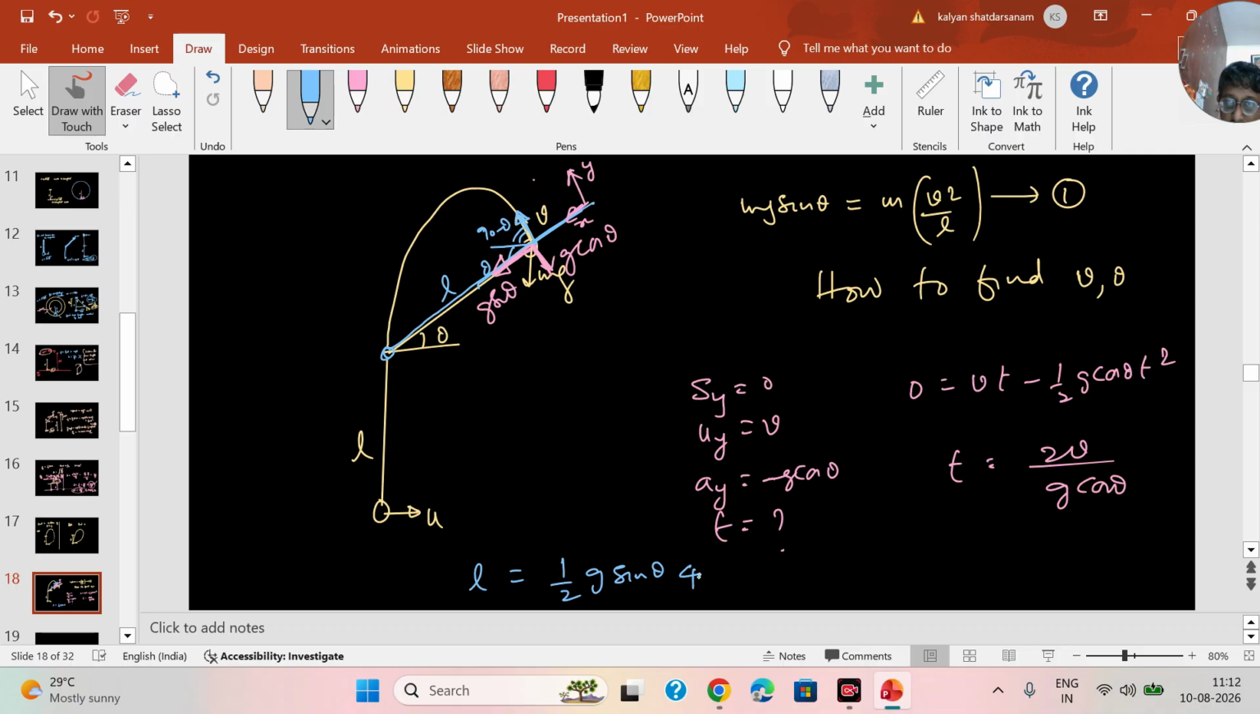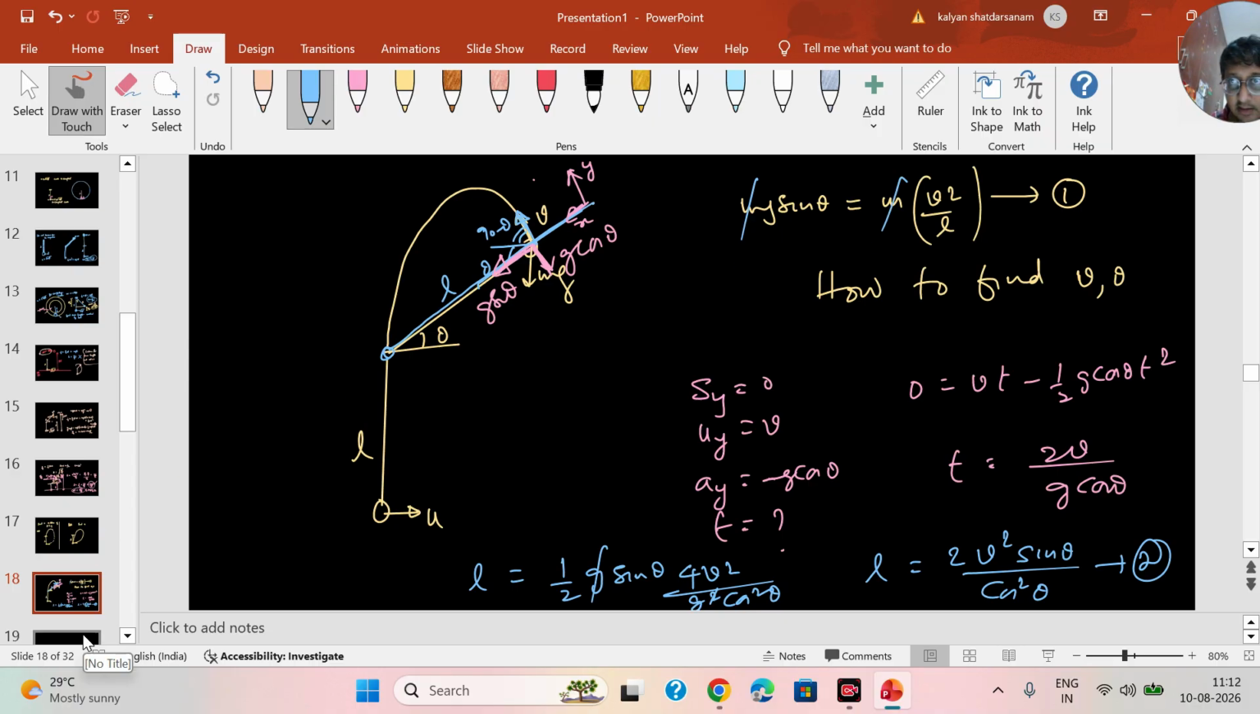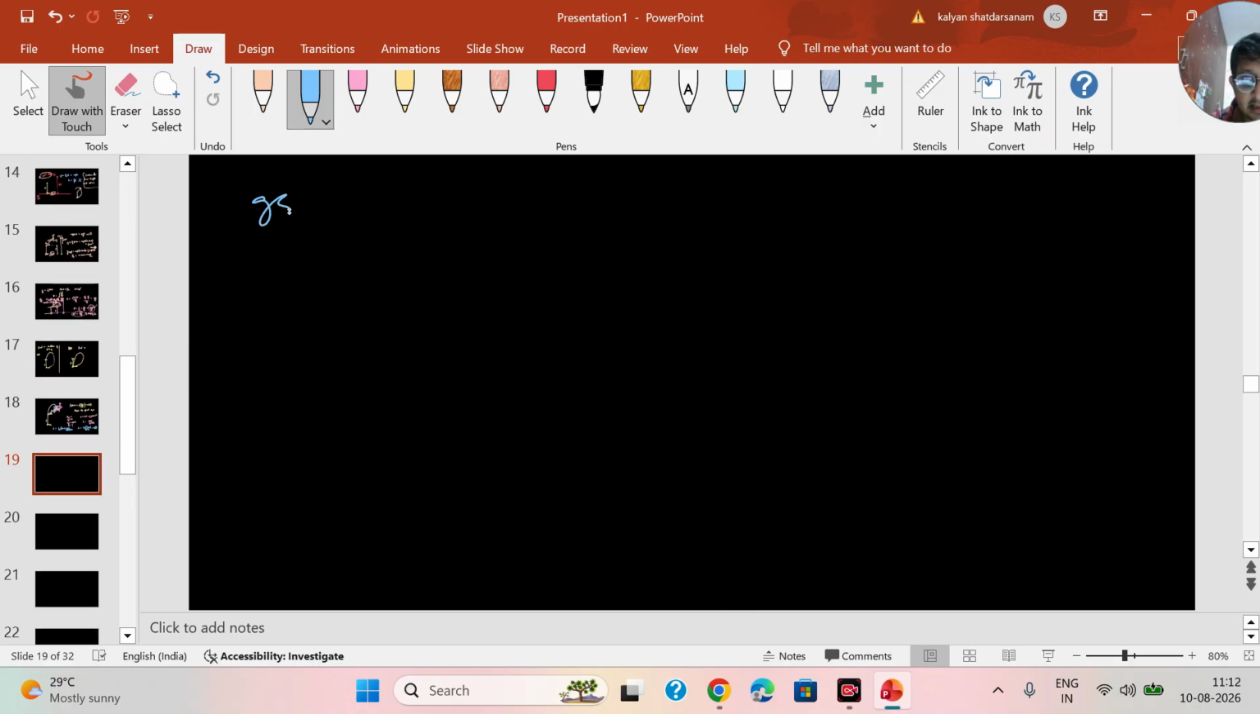For t square I got 4V square by g square cos square theta. So from here, one g gets cancelled, and I have L equal to 2V square sine theta by g cos square theta. This is my second equation. From 1 and 2, I can find V and theta. So let me find it. Here I can cancel m. So what is 1 saying? g sin theta is V square by L.